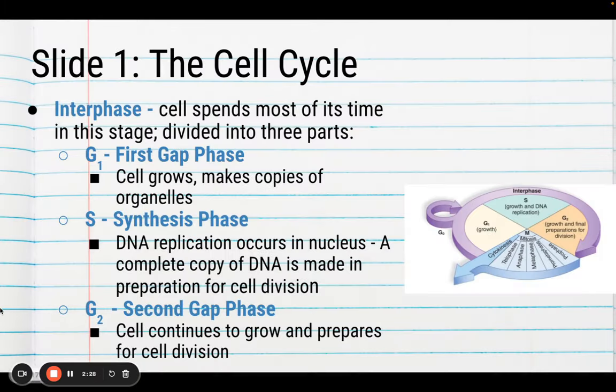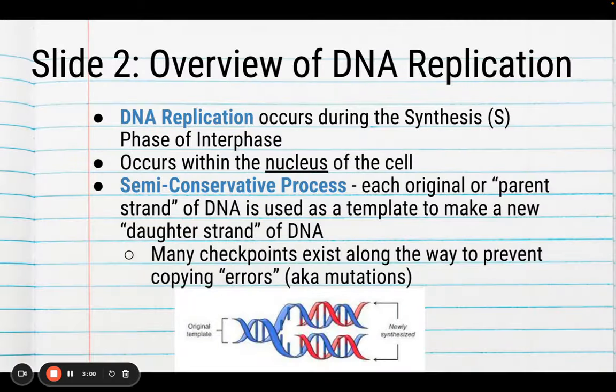So in this slide, just reviewing the 3 parts of interphase, this is where the cell spends most of its life, and it's broken down into these 3 parts as you see here. The first gap phase, the synthesis phase, and the second gap phase. The first gap is when the cell grows and it makes copies of organelles. The synthesis phase is when DNA replicates, which is an important process that we'll talk about in this section of notes. And then finally, after replication is complete, the cell continues to grow and prepares for division in the second gap phase. So let's quickly overview DNA replication.